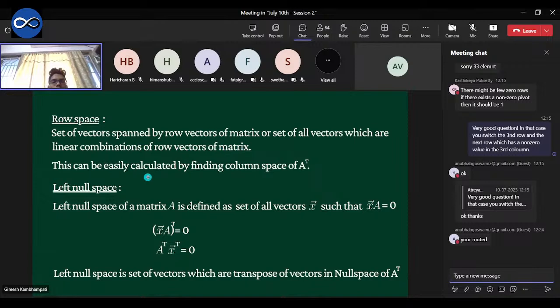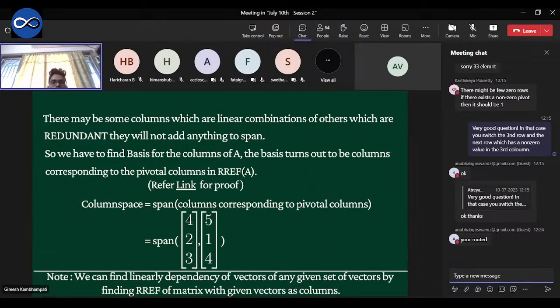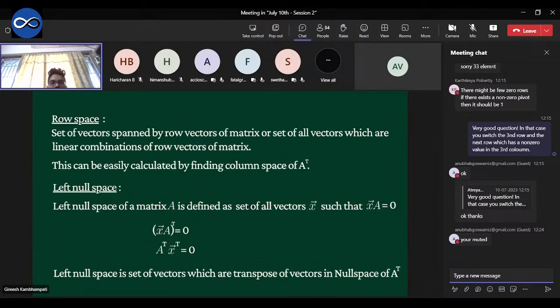This can be easily calculated by finding the column space of A transpose, because the column space of A transpose consists of linear combinations of columns of A transpose, and columns of A transpose are directly the rows of A. So to find the row space of a given matrix, you can find the column space of the transpose, because the rows are converted into columns in the transpose, and we have already seen how to find column space.